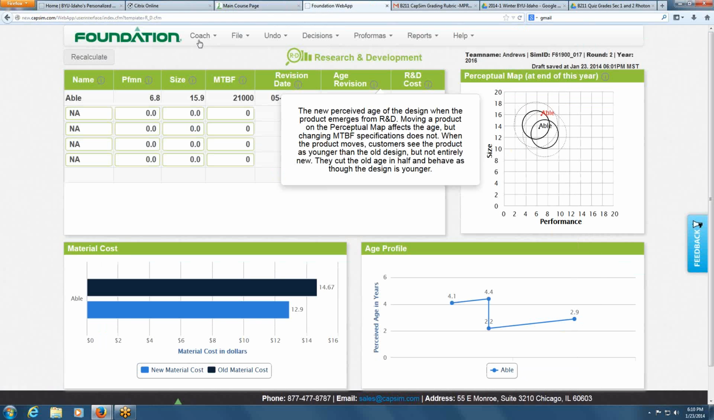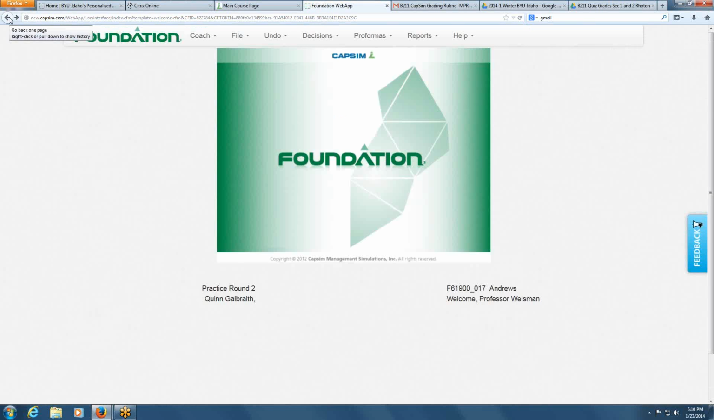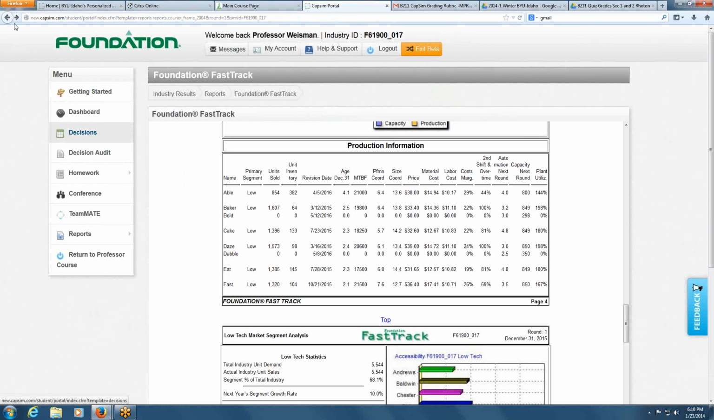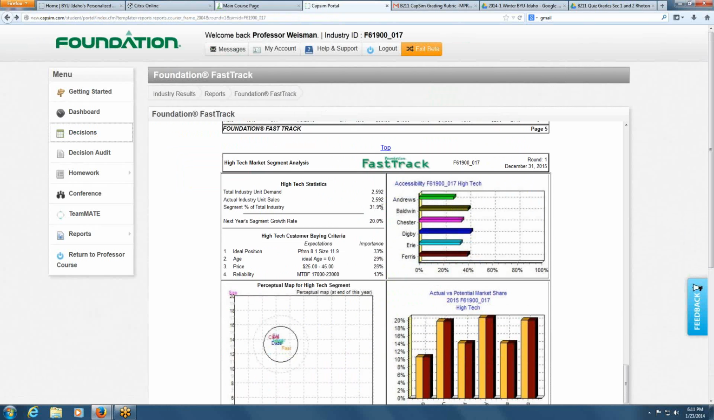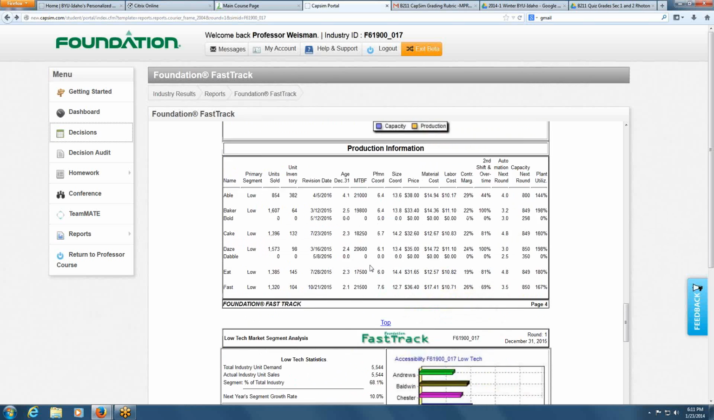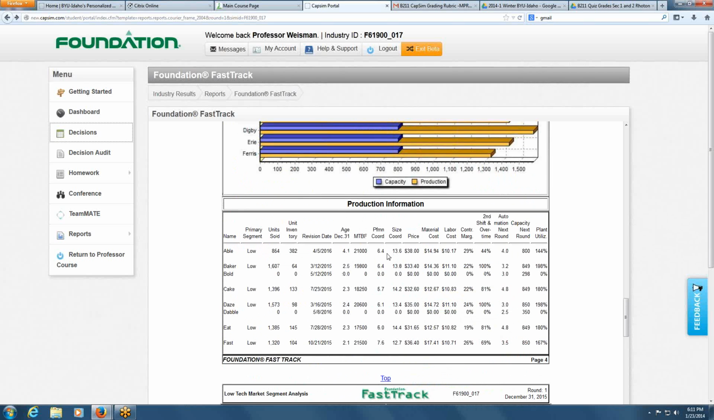So that's how you can do that. And then if we go back, now I want to know why my product didn't sell so well in the high-tech market. So if I go to the high-tech market and look at the buying criteria, this says that ideal position is the most important thing, 33% important. So I'm going to go back up here and ask, is my product the best? My performance is 6.4, which is about average.